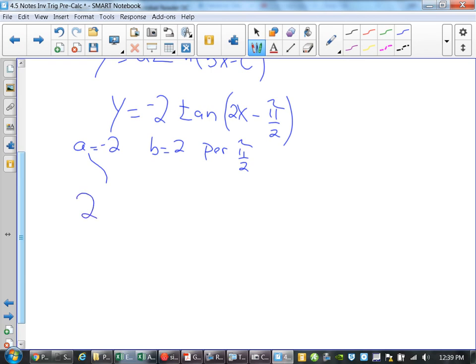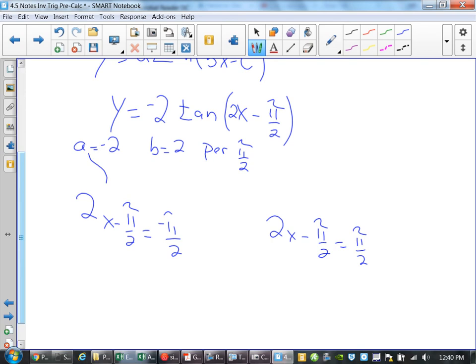To use that a, b, and c method to go directly to the shifted graph, we take our 2x minus pi over 2. We set it equal to negative pi over 2, and set it equal to pi over 2. And those will give us our 2 vertical asymptotes. And then what occurs halfway between the 2 vertical asymptotes? You go through the origin part. And then you get your halfway points, you get your points of inflection.